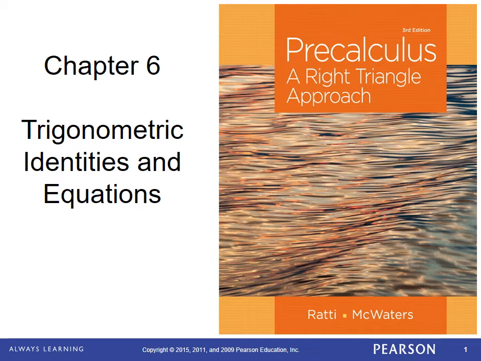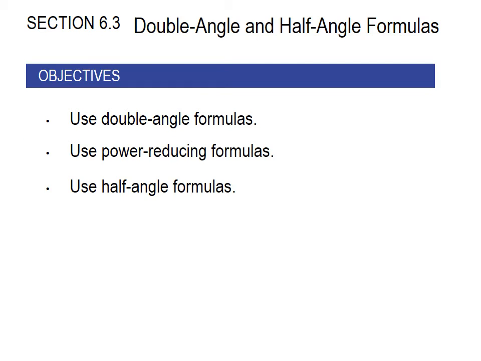All right, we are still in Chapter 6, moving along. We get to 6.3 now, and what we're looking at here is something called double angle and half angle identities, and we're also going to take a look at something called power reducing formulas. But really, these are just outgrowths of the previous section 6.2 of the sum and difference identities.